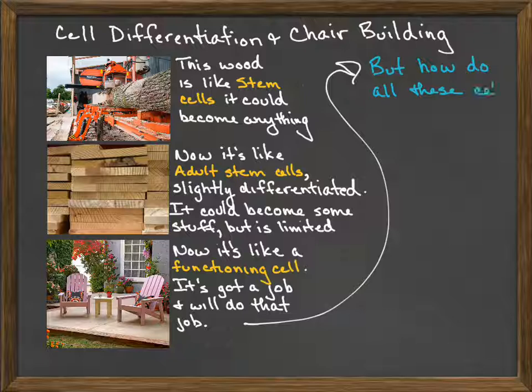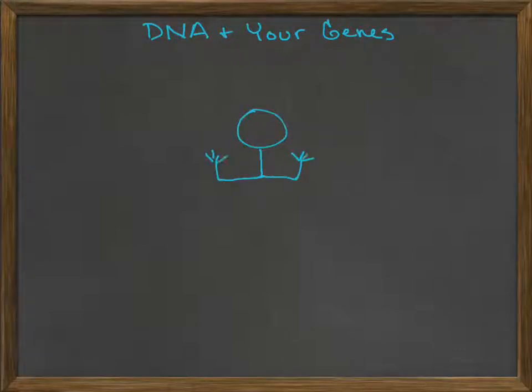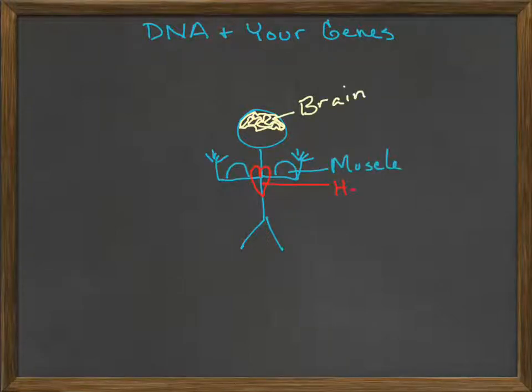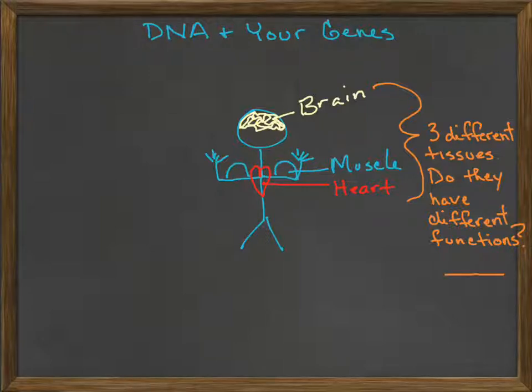But how do all of these cells know what exactly they have to do? That's where DNA and your genes come in. So you have this person right here, big, strong person, big muscles, great brain, beautiful heart. Your brain and your muscle and your heart are three different types of tissue. Do they have different functions? I think we all know the answer to that. And the answer is yes, of course, they have different functions.